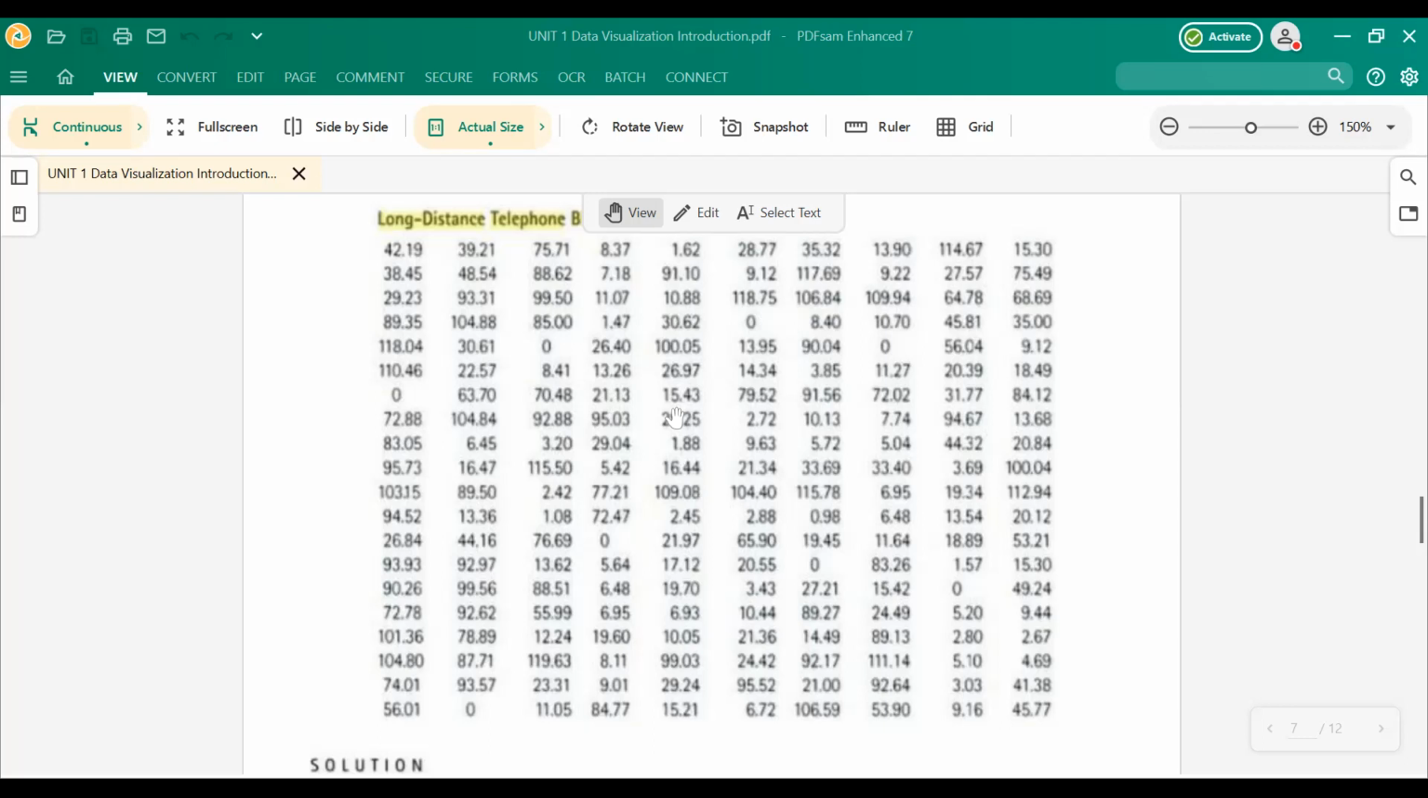This marketing manager wants to look at the data set and come up with some kind of analysis, some kind of recommendation to the company. Now you tell me, when you look at these numbers, what does this tell you?